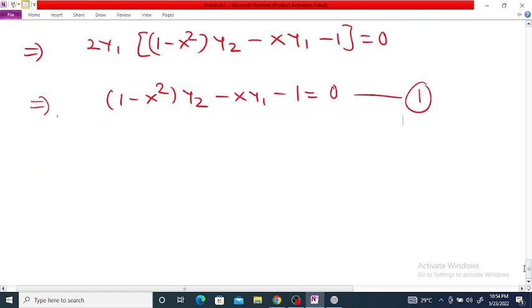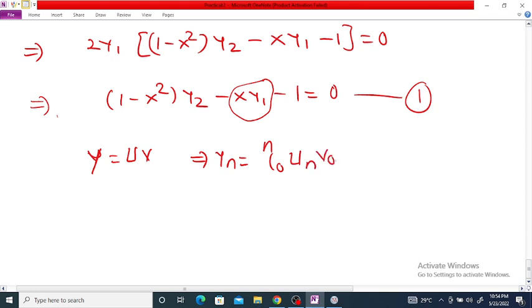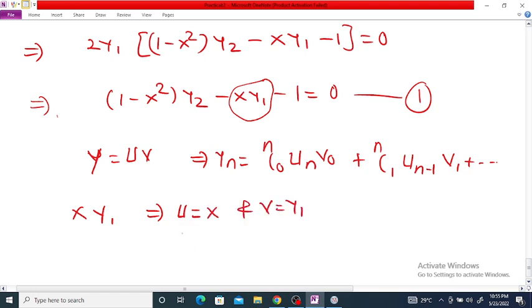Now we are going to take the nth derivative of these two terms separately. First we are going to take the nth derivative of xy1. As we know, if y is equal to uv, then yn is equal to nc0 un v0 plus nc1 un minus 1 v1 and so on. So here for xy1 we select u is equal to x and v is equal to y1.